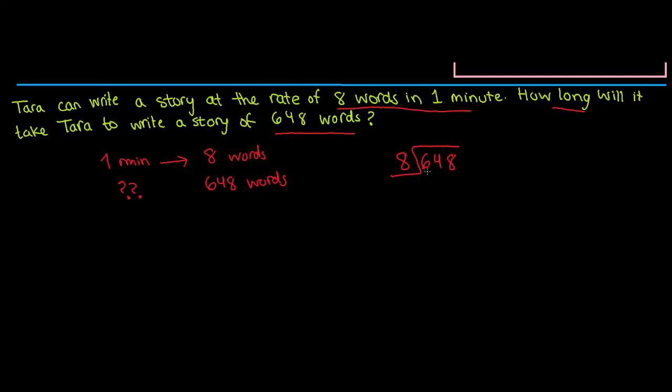What times 8 is almost 64? Well, the answer is 8, because 8 times 8 is exactly 64. And we subtract them, and the answer is 0, and we bring the other 8 down. What times 8 is almost 8? Well, the answer is 1, because 1 times 8 is exactly 8, and we've got a remainder of 0. So the answer is, it takes Tara 81 minutes to write 648 words.